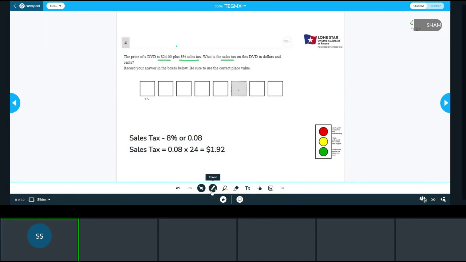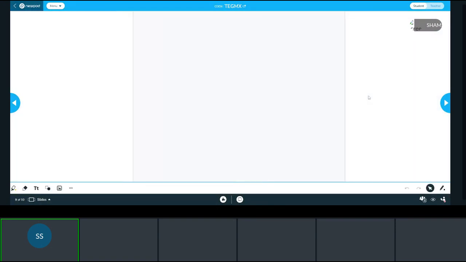When I did the calculations, I ended up getting $1.92, right? And how should I enter in $1.92? Right before the decimal is 1. Then I should have 92. $1.92. Let's go ahead and move on to the next question.